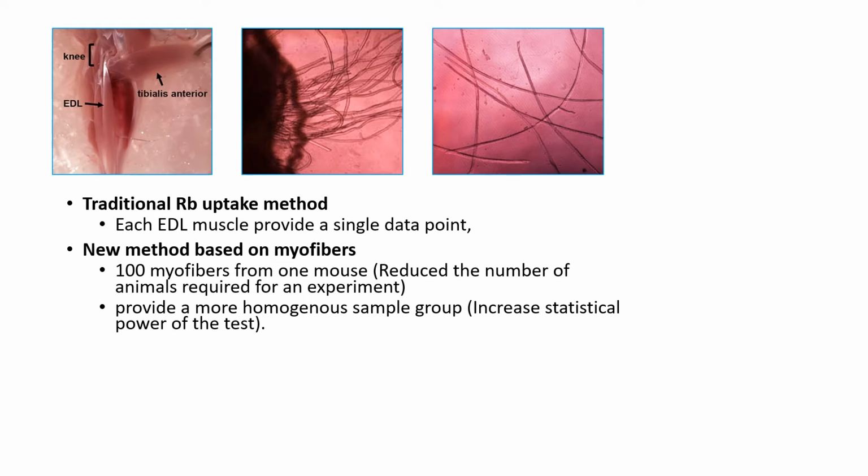What is the significance of this method? In the traditional uptake method, each muscle from an animal provides a single data point. In the new method based on myofibers, 100 myofibers from one mouse, or about 2 muscles, enable us to reduce the number of animals required for the experiment, and also provide more homogeneous sample groups, which eventually increases the statistical power of the test.